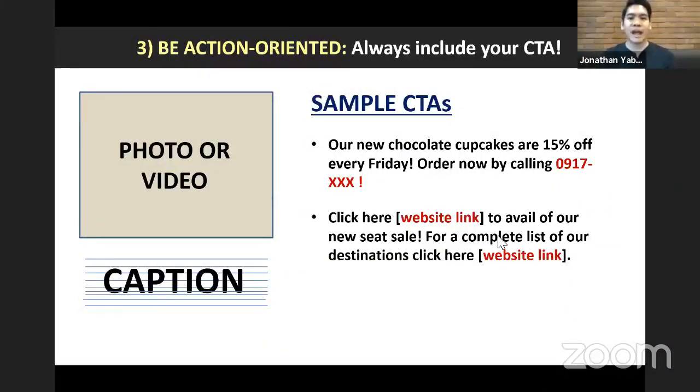Another example of a call to action: click here, and then put the link, to avail of our new seat sale. For a complete list of our destinations, click here. So you have another link. And the reason for that is because a lot of people will keep on commenting and say, hey, how do I know your other destinations? Or they have other questions to ask. You can add an extra link that says, here are our FAQs if you have other questions. The point is, do not make it hard for the customer to make that purchase. If they got interested immediately, the momentum must not be broken, right?